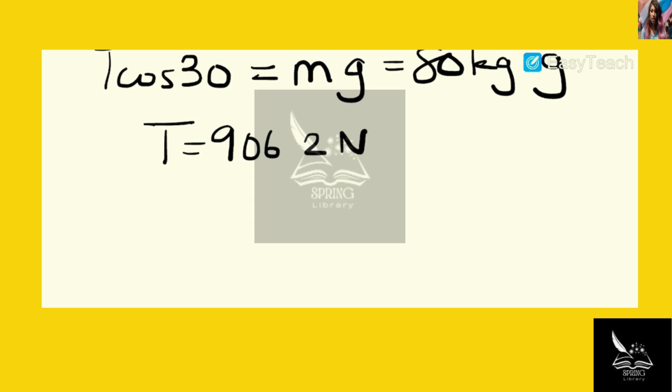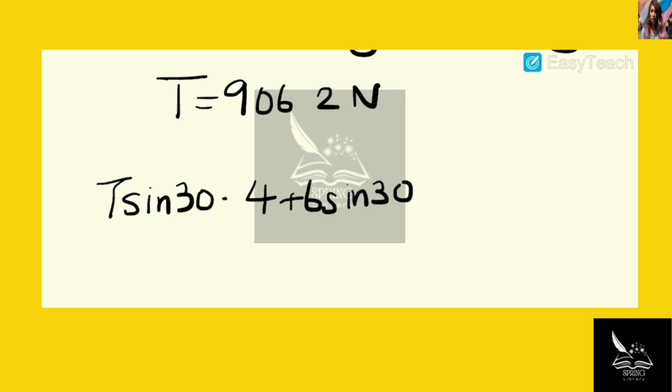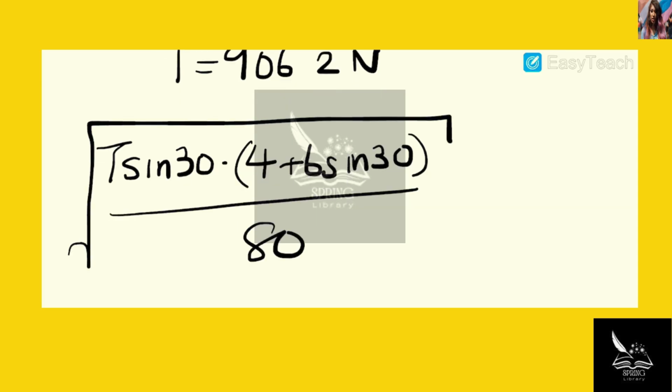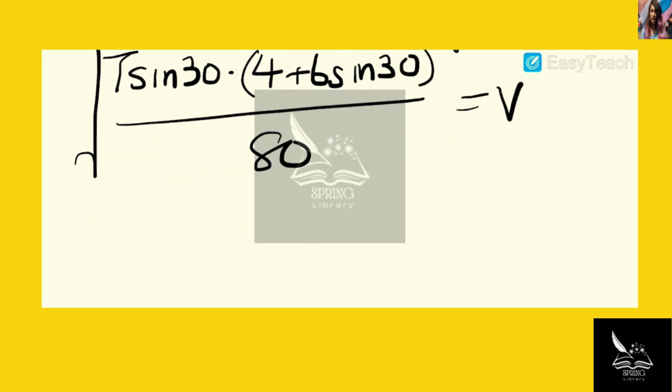And by solving for v, we can see that v is equal to T sine theta times r, which is 4 plus 6 sine theta, all divided by 80, which is the mass, and you take the square root of that. That's equal to our velocity. So we find that the velocity is equal to 6.3 meters per second.